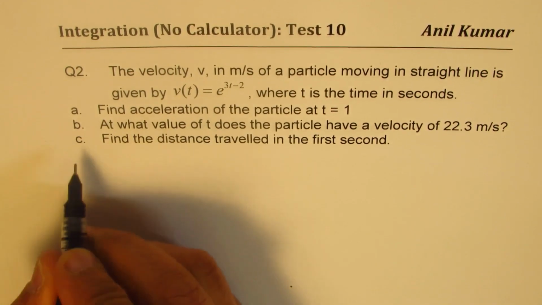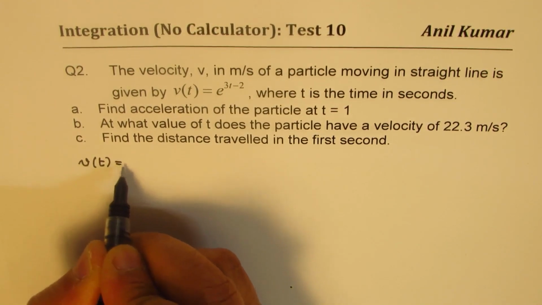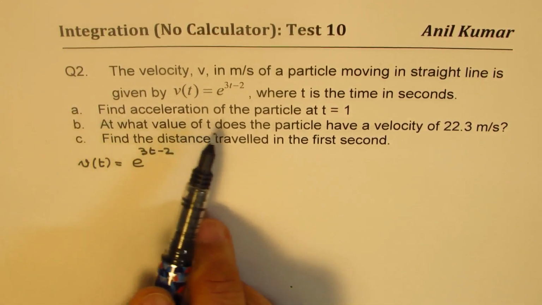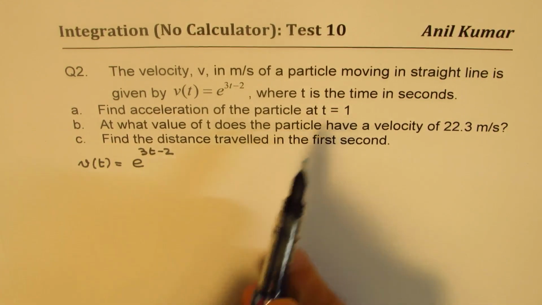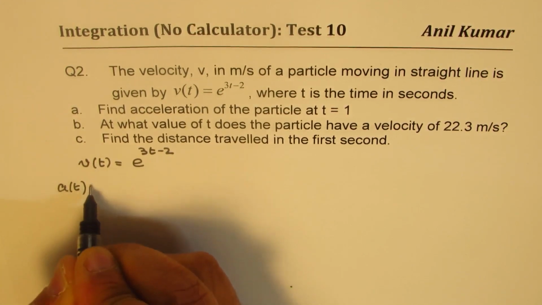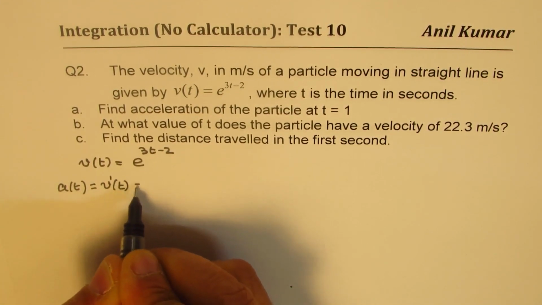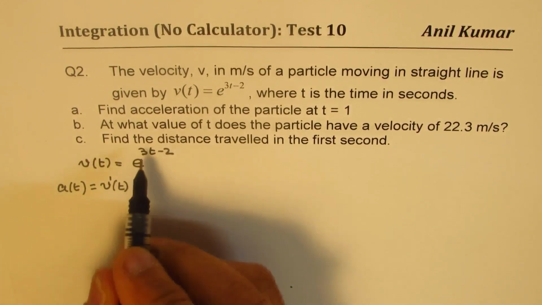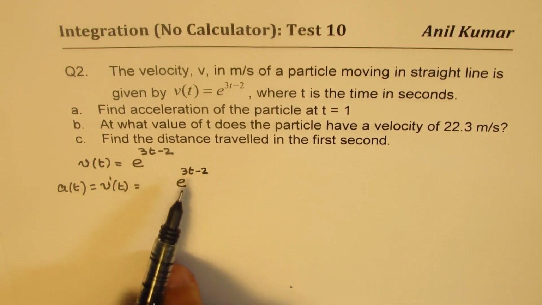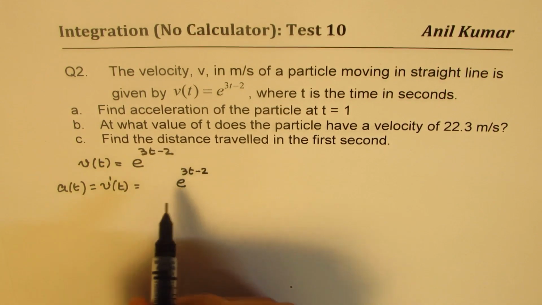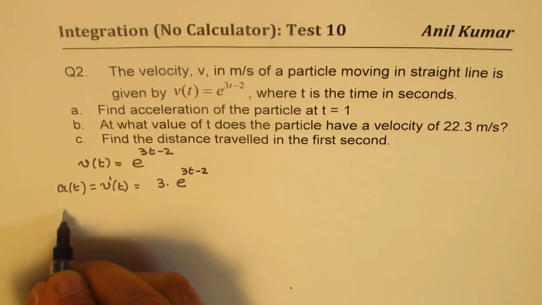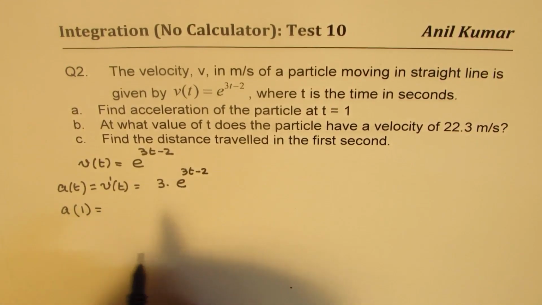So the very first part, we are given that the velocity v is equal to e to the power of 3t minus 2. We need to find the acceleration of the particle at t equals 1. So what is acceleration? Well, acceleration is the derivative of velocity, right? So we'll find the derivative of this exponential function. It will be e to the power of 3t minus 2 times the derivative of the exponent, which is 3. So that's what you get, right? 3 times this.